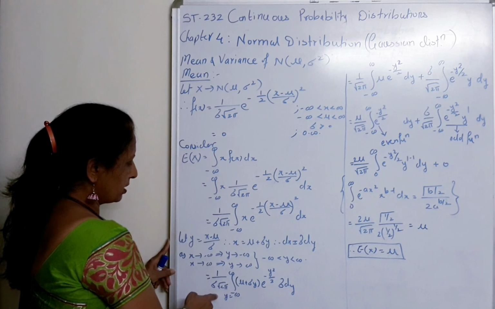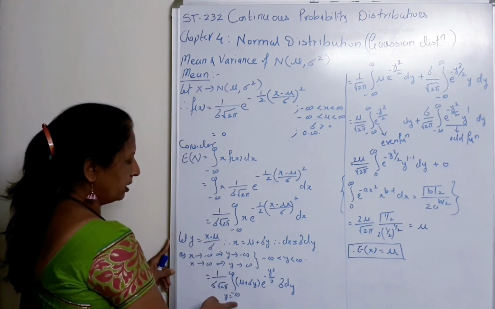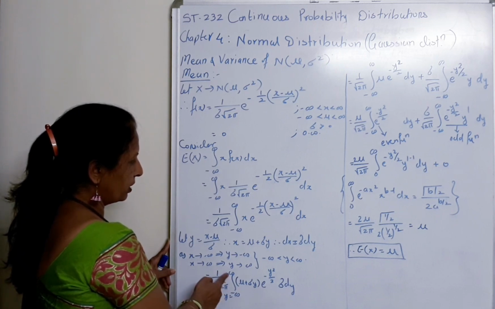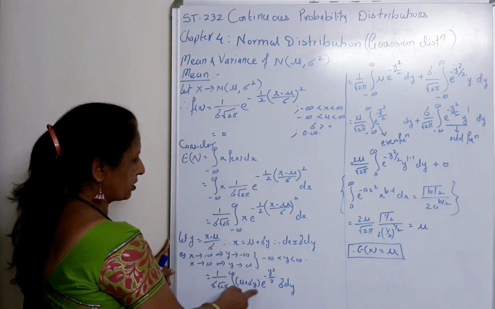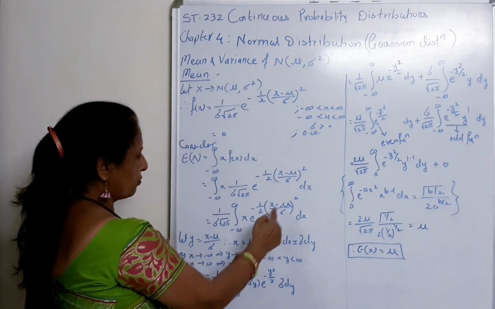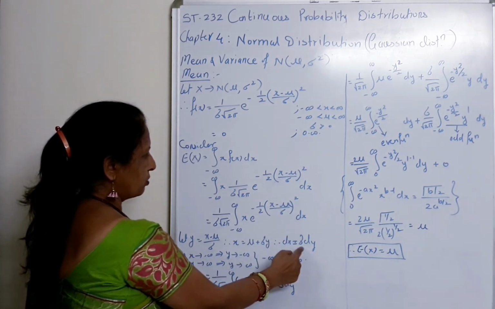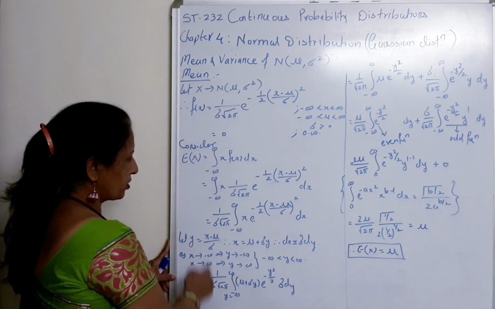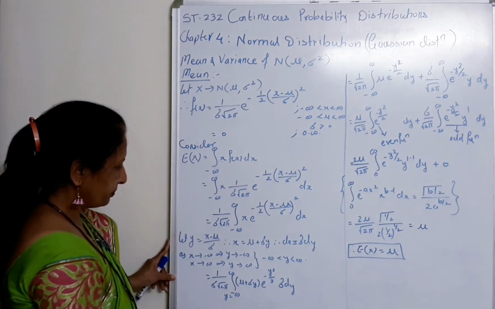This thing will be as it is. Here we had written the limits of x, but now we have to write the limits of y: y equal to minus infinity to infinity. x, that is mu plus sigma y, we have written here. e raised to minus 1 half, this we have taken as y, so e raised to minus 1 half y square. And dx is equal to sigma dy. Like this, the integration gets converted into an integration with respect to y.